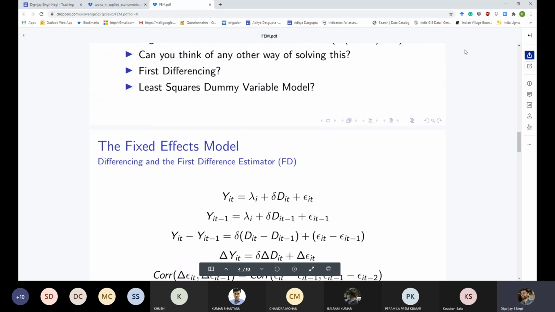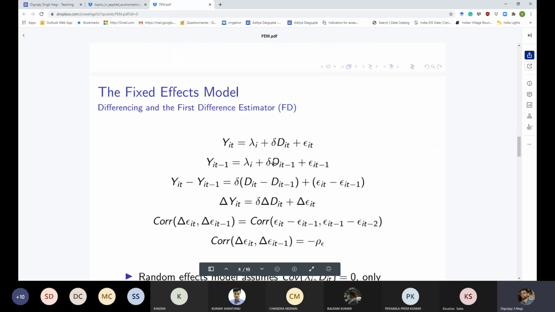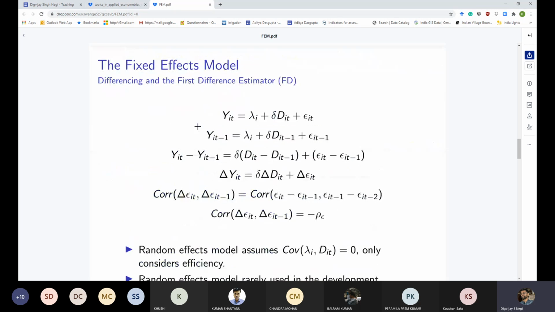Another way of removing or controlling for this lambda is through first differencing. You can also do differencing, and that would also get rid of this. So what is first differencing? That's called the first difference estimator.